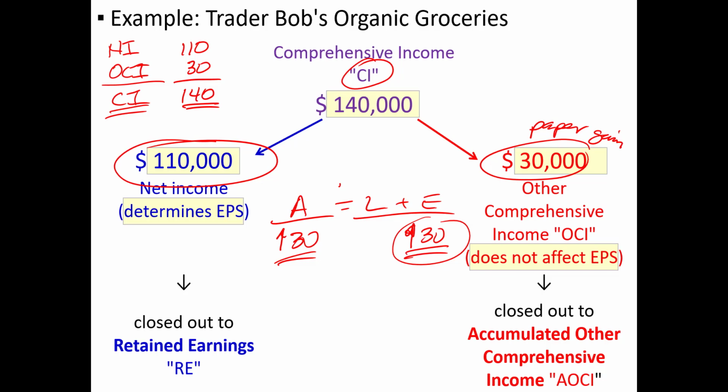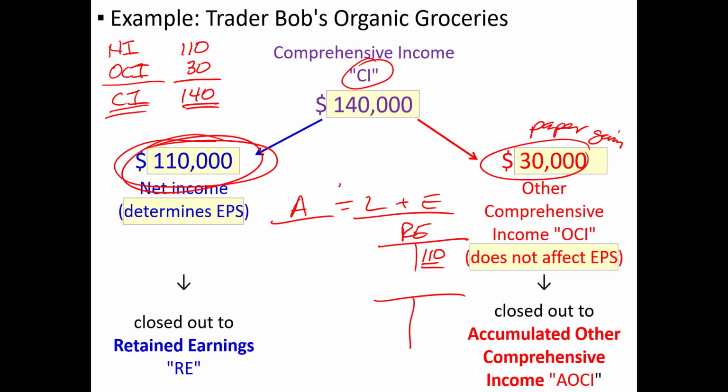So under the equity account, what we'll see is retained earnings increase by 110 for the net income, and we'll park this other comprehensive income, this unrealized holding gain, into an account called accumulated other comprehensive income, 30. And what that means is, look, this is what's available for dividends.